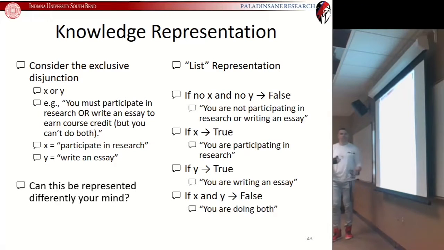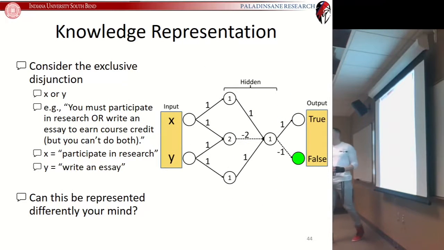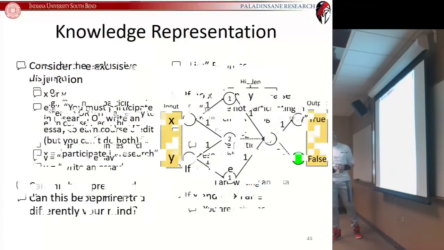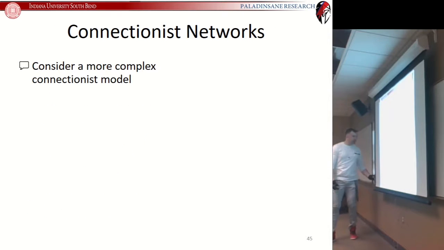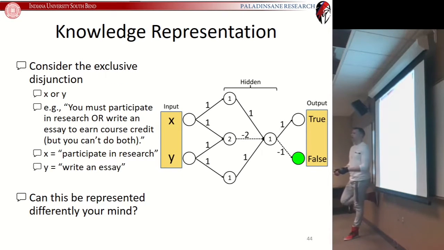All right, so can this information be represented differently in your mind? The answer is yes. This information here is the same as this representation here. They're represented differently, but you have the same knowledge in your mind in that list as you do in that series of connections between different units. All right, so any questions on that before we go to a slightly more complex model?